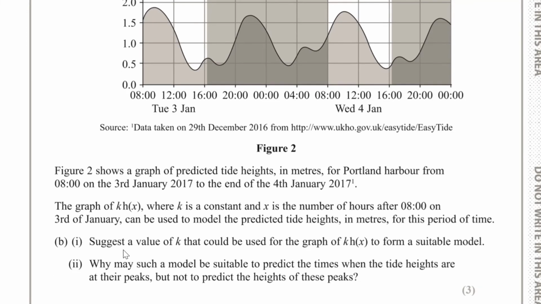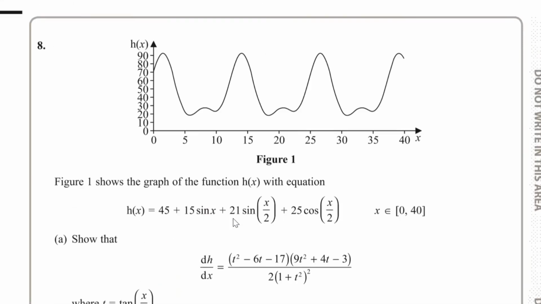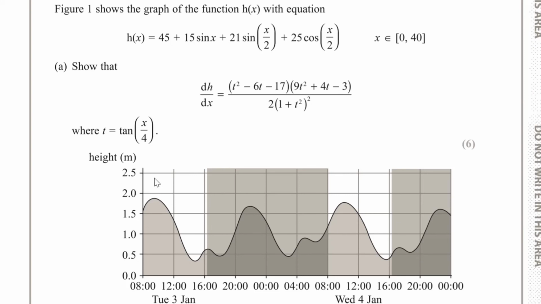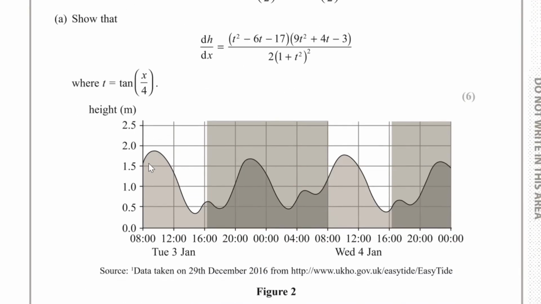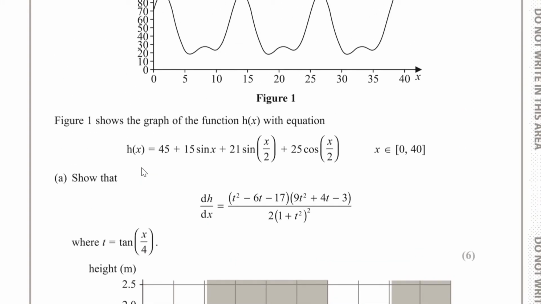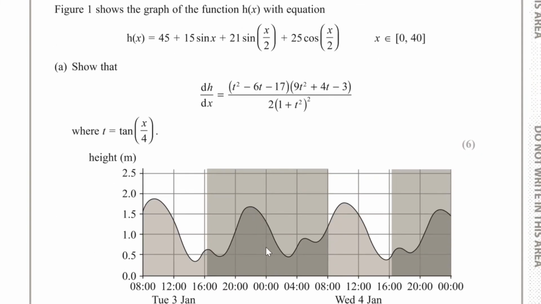For the first part of part B, we have to suggest a value of k that could be used for the graph of k of h of x to form a suitable model. Well, if you look over here, between figure 1 and figure 2, they're exactly the same graph. The only difference is these values over here on the vertical axis are a bit different. And to find the value of k, we can compare the values. So here we've got a value of 70, and here we've got a value of 1.6 at this point where it intersects the vertical axis. So we can compare those values by dividing them by each other to see how many times smaller figure 2 is than figure 1.